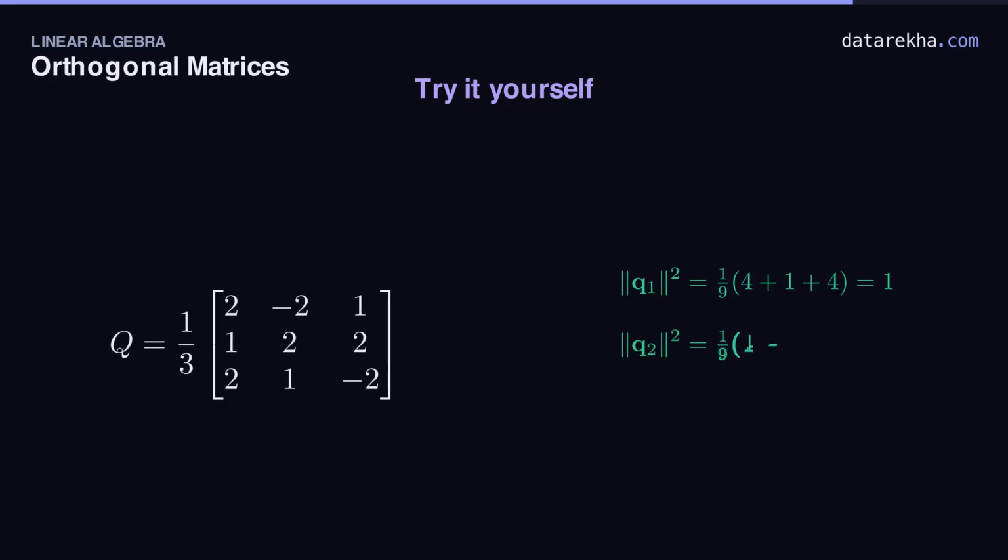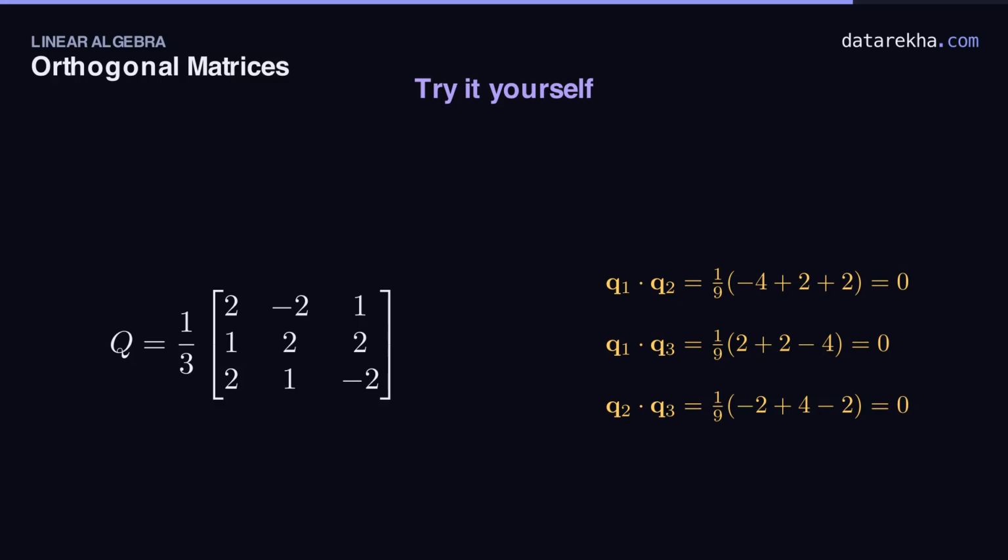Read the columns downward. Column 1, (2, 1, 2), has length squared 1/9 times (4 plus 1 plus 4), 1. Columns 2 and 3, the same. Every column is a unit vector. Now the three pairs. Column 1 dotted with 2 is 1/9 times (minus 4 plus 2 plus 2), 0. 1 with 3 and 2 with 3, also 0. Every pair is perpendicular. Unit columns, mutually perpendicular, so Q transpose Q is the identity, and Q is orthogonal. If you got that, you have truly got this.